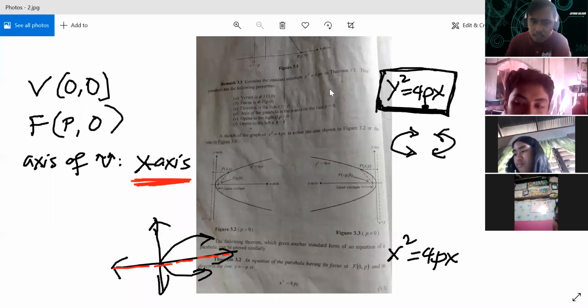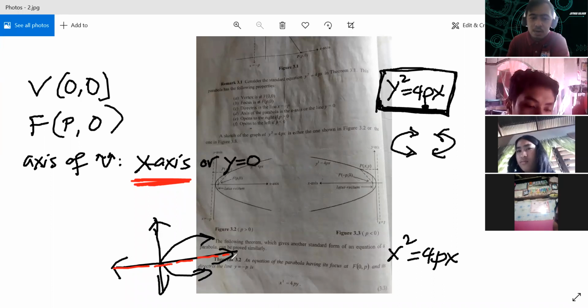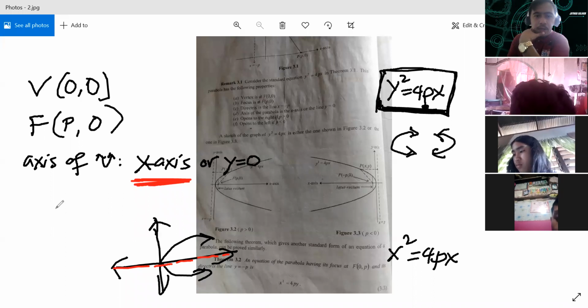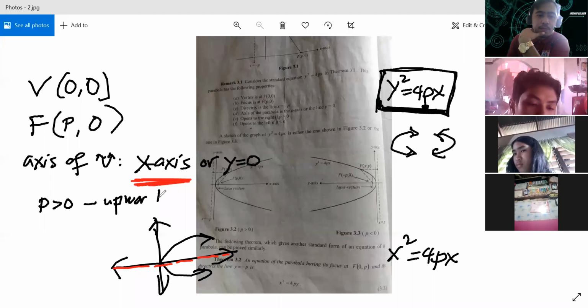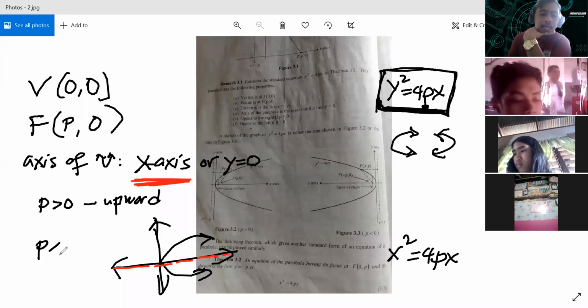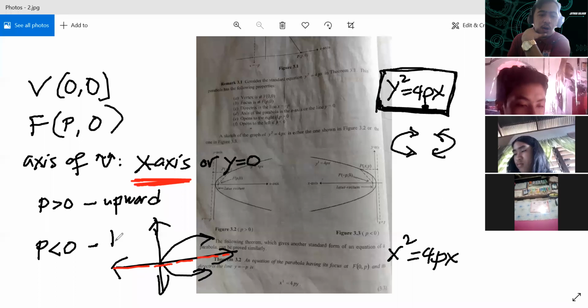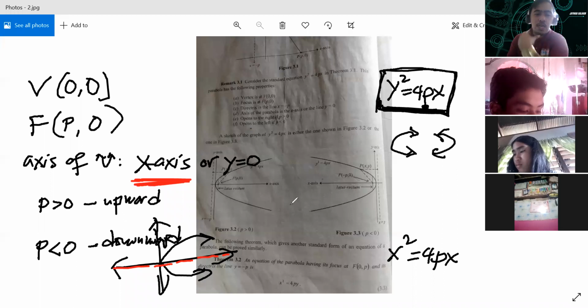Or as we all know, the x-axis is also known as the equation y equal to 0, because in this x-axis, in all points your y is 0. Okay? And another thing, your parabola is opening up if the value of p is greater than 0. It is opening upward. And if your p is less than 0, then your parabola is opening downward.